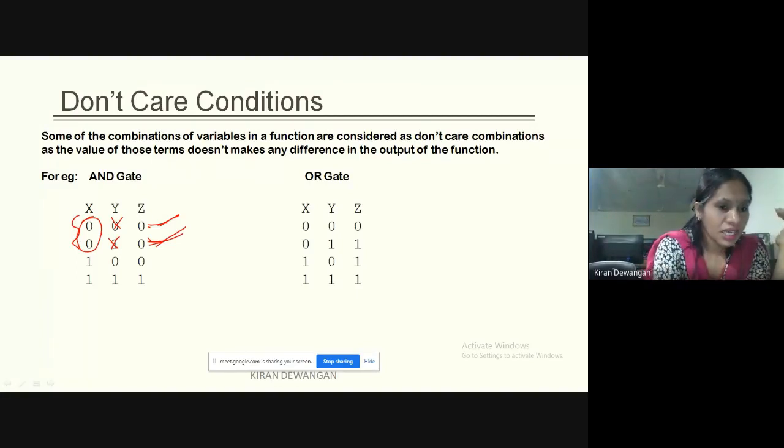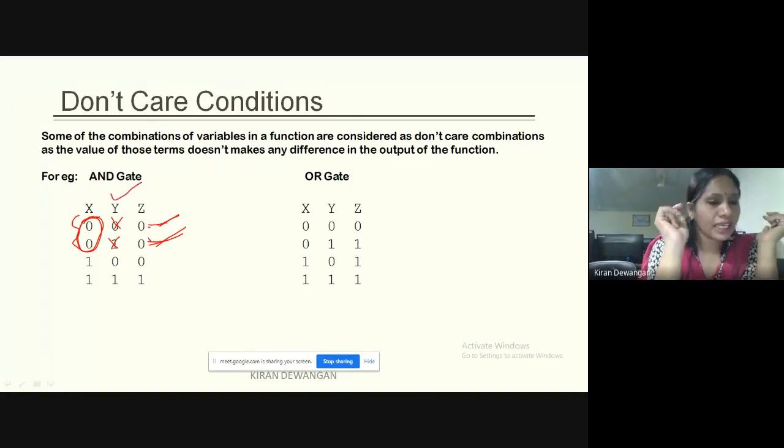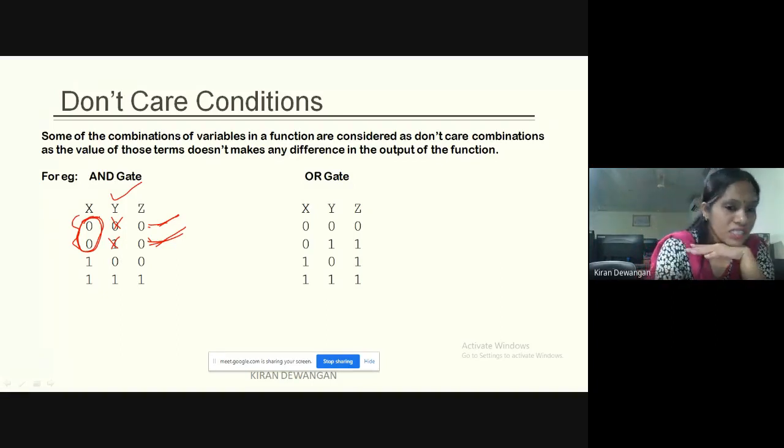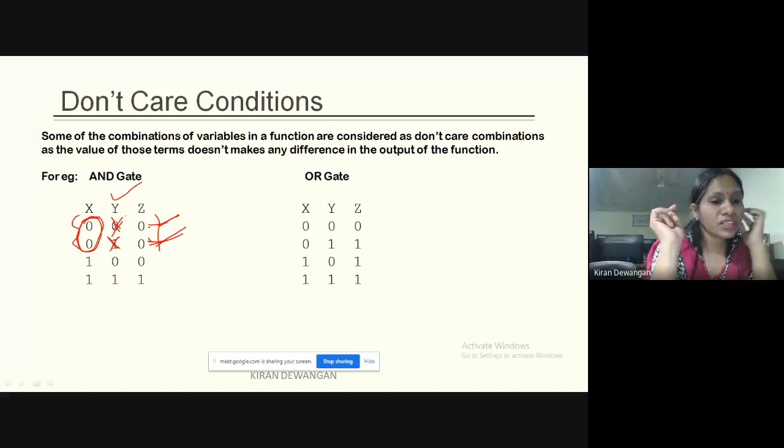That means if I am giving X to input 0, 0, the input Y doesn't make any difference. Clear? If I am giving input 0 to X, the input Y doesn't make any difference in the output. It will still be 0. So these are the don't care combinations in the case of AND gate.